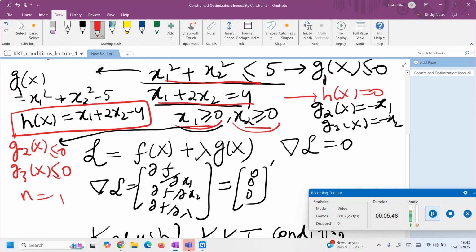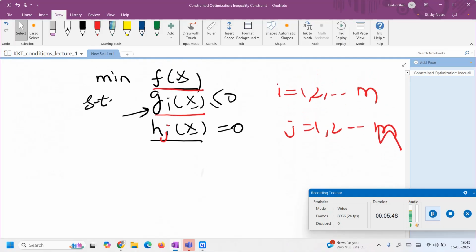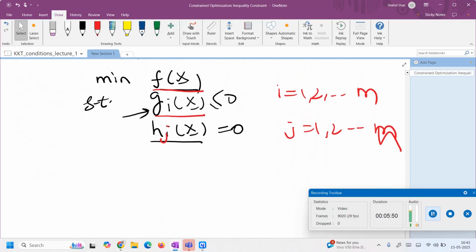So n is equal to 1. Let me first state the solution. Then we will do examples, and it will become very clear and easy. The solution provided by these three mathematicians is almost similar to what we have done with equality constraint. That is, first form the Lagrangian like this.